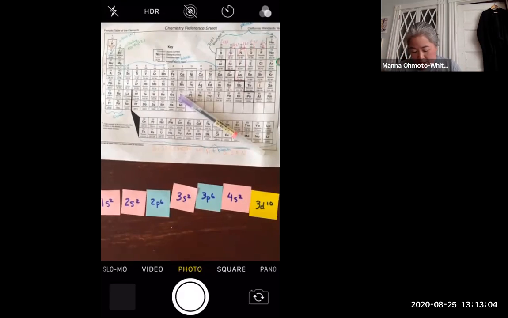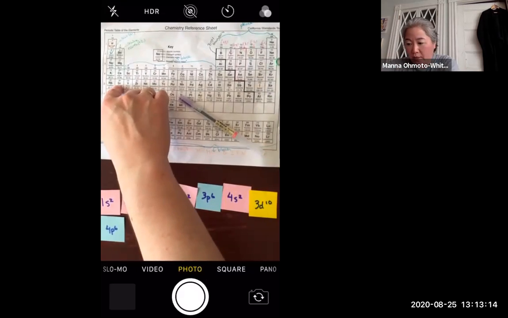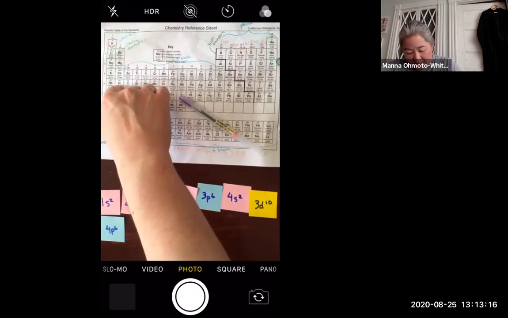4p6. Ooh, where did my 4p6? I'm starting to run out of space. I'll put it over here. 4p6, 5s2, 4d10. Where are my d10s? 4d10, 5p6, 6s2.